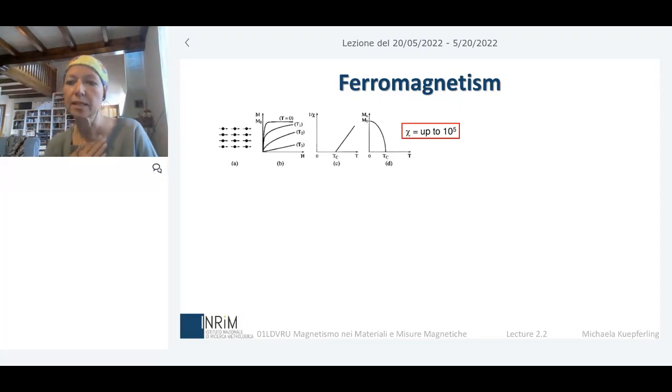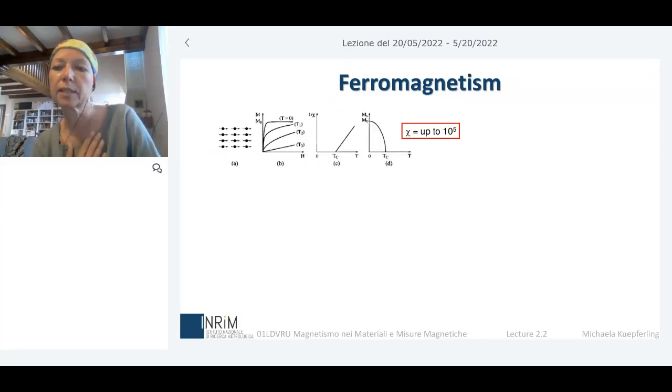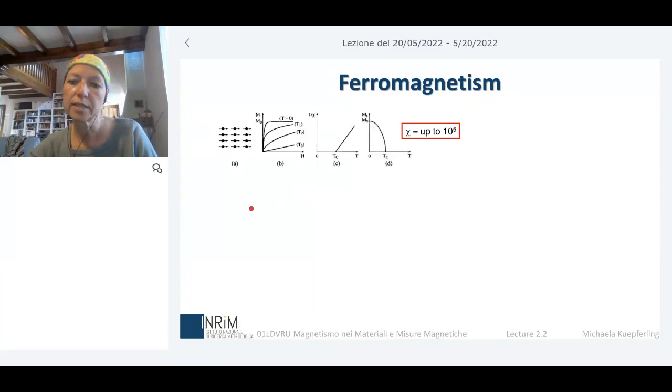So ferromagnetism, I told you, of course, and this was also mentioned in the video here, is much, much stronger than paramagnetism. And so the susceptibility is much higher. And that's the reason why a ferromagnetic material is attracted by a field gradient. And you can see easily the force.